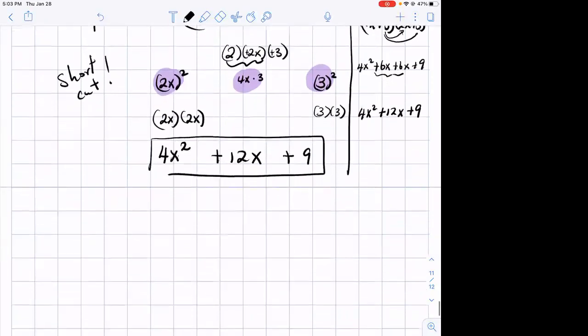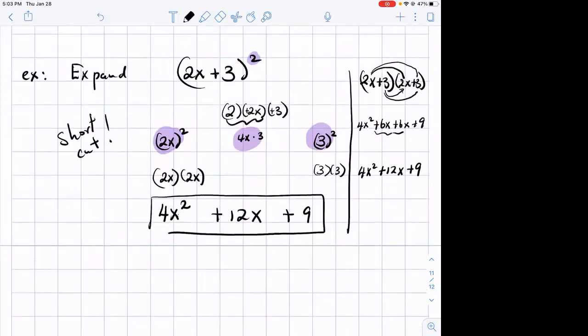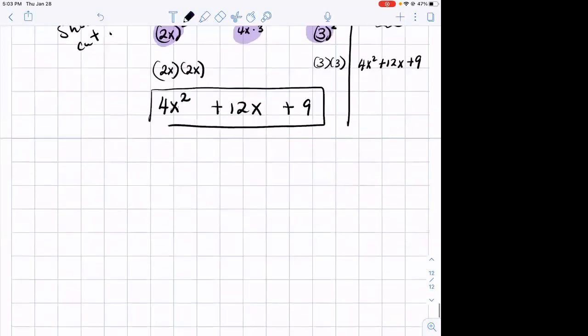Now, we could have where the power here is bigger than 2. You could have a scenario where the power is 3. Well, what do you do in that case? Suppose I asked you to expand 5x plus 2 cubed. Well, there is a cubic formula, which you will also learn.